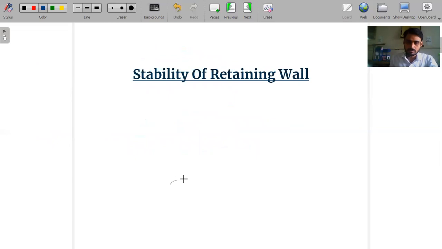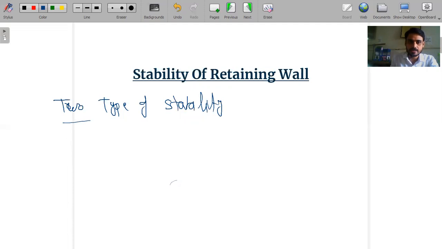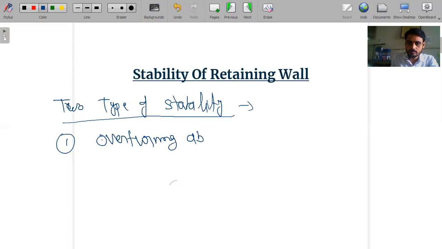Okay. Then stability of retaining wall. Generally two types of stability criteria we have to ensure for our retaining wall. First one is overturning about toe, and second one is sliding. So what are these two types of stability criteria?